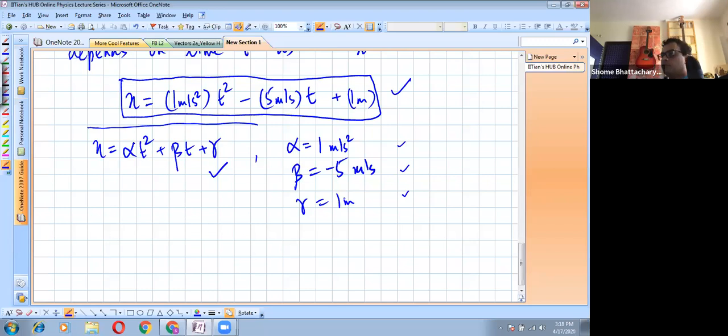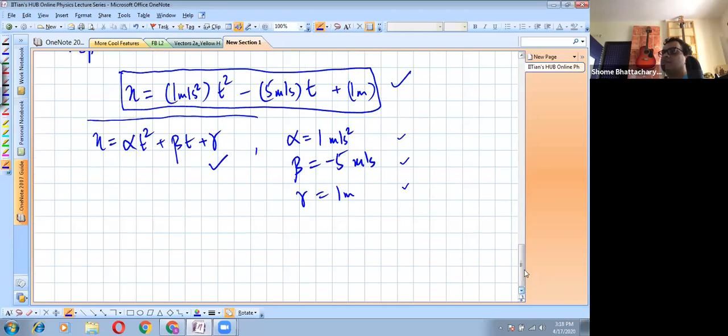Okay. Now, before we get into the problem, let us try and understand the behavior of the particle. So let us see that at t equal to 0, what is the value of x? Just substitute time t equal to 0. So it's nothing but gamma, or plus 1.